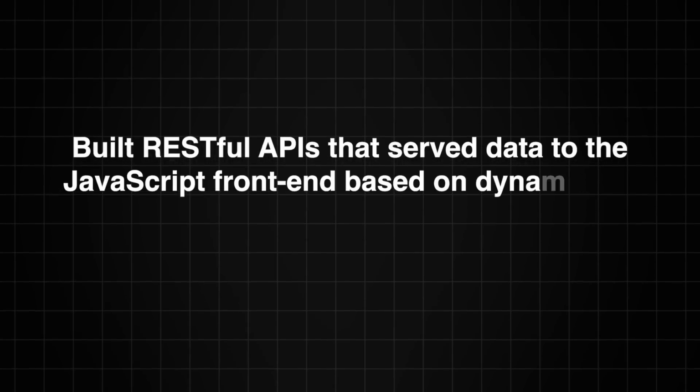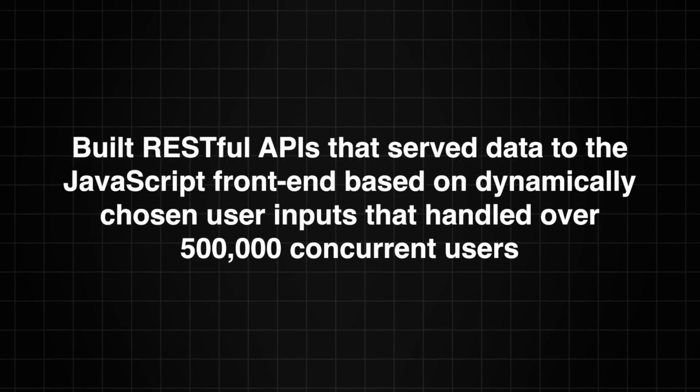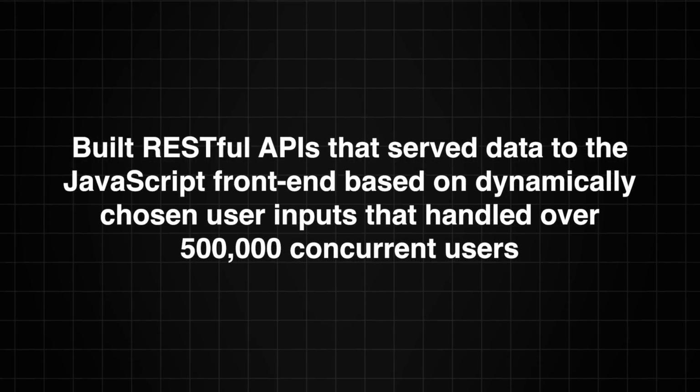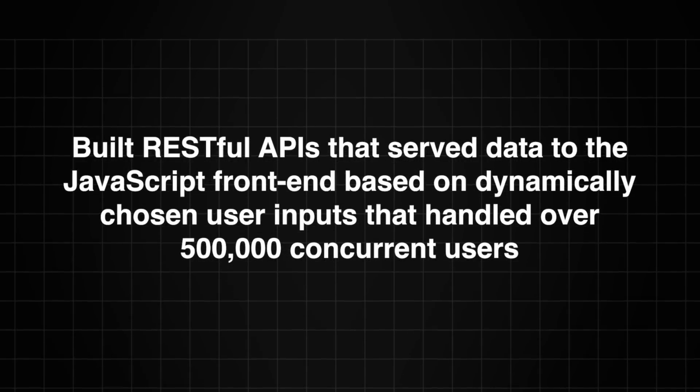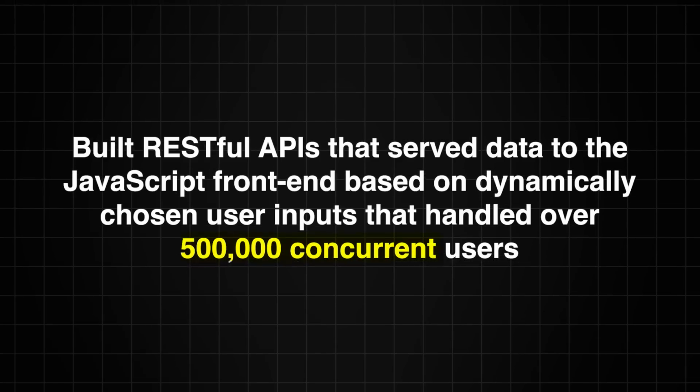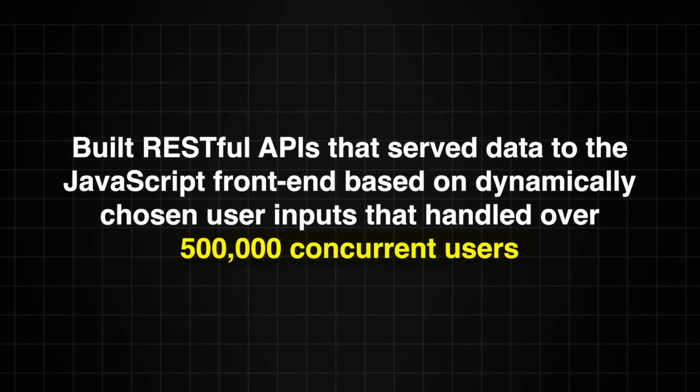Build RESTful APIs that served data to the JavaScript front end based on dynamically chosen user inputs that handled over 500,000 concurrent users. Now, you can see in this sentence, the first part is talking about what you actually did. And in the second part, we are talking about the impact of the work on 500,000 users. This is how you structure every single bullet point.